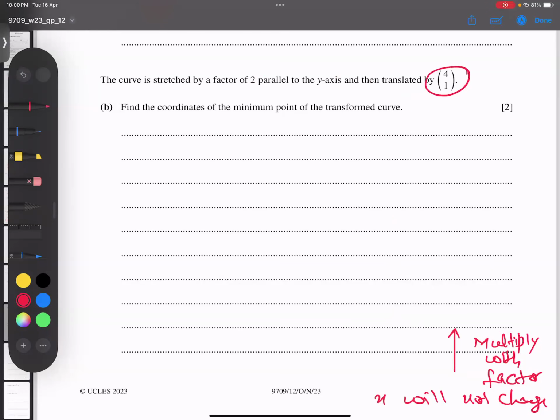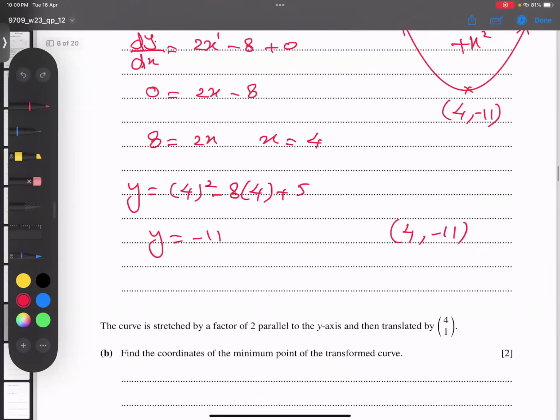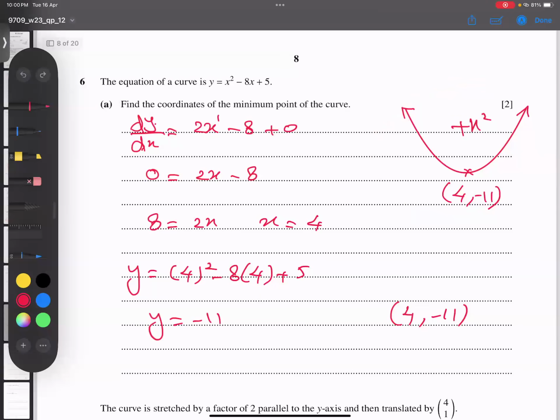And translation, you know it very well. It means 4 values move right along the x-axis and 1 along the y-axis. It is very, very clear. We can see from here. Okay, let's start. He said to find the coordinate of the minimum point of the curve after transformation. This curve, if it transforms, what happens then?